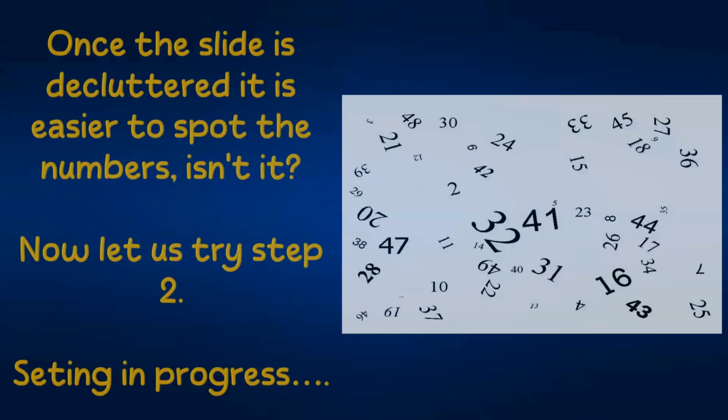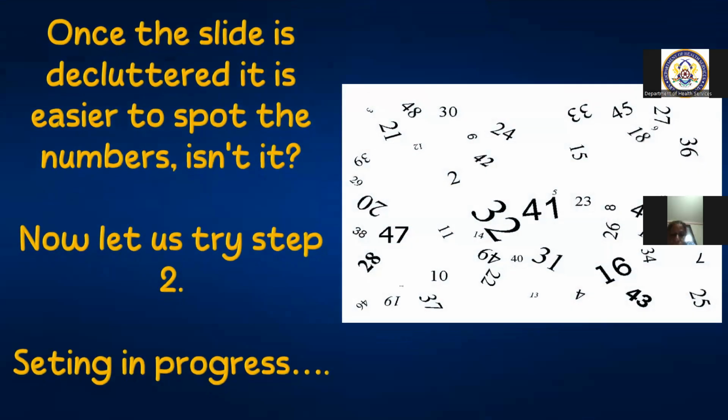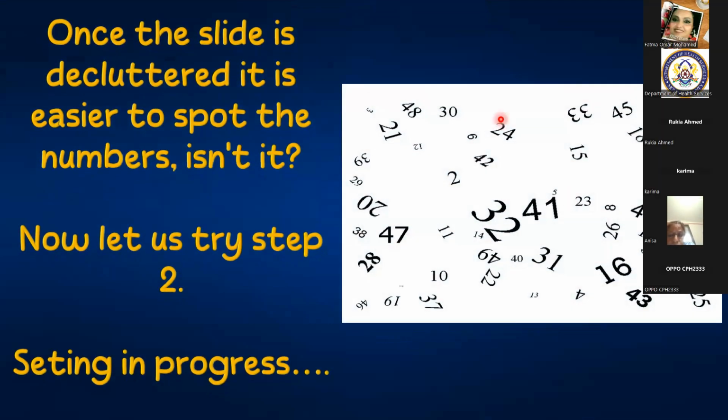Time is up. Was it any better? Were you able to spot the numbers a bit easier, considering that we had decluttered the slide? If you remember the previous slide, there were many more numbers that were unnecessary. Since we are looking for numbers 1 to 49, this slide decluttered the other numbers. So we can further improve this number arrangement.